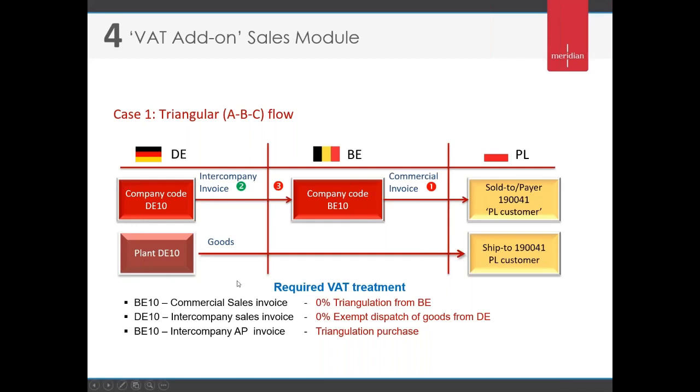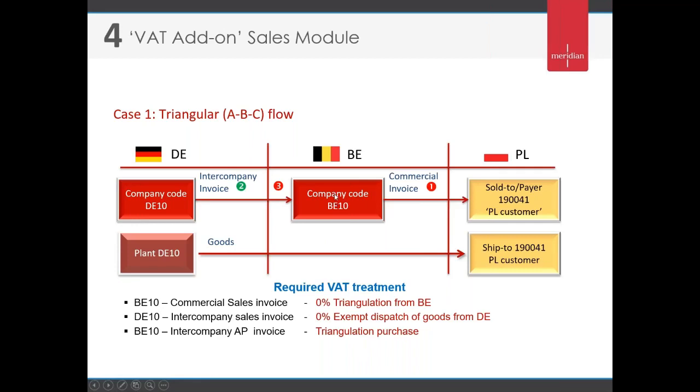What we're expecting to see on this flow from a VAT determination perspective on the commercial sale is that it should be catered for as a triangulation sale reported in Belgium. On the intercompany sale, it should be reported as an intra-EU dispatch of goods reported in Germany. And on the intercompany purchase, it should be a triangulation purchase, again, reported in Belgium.